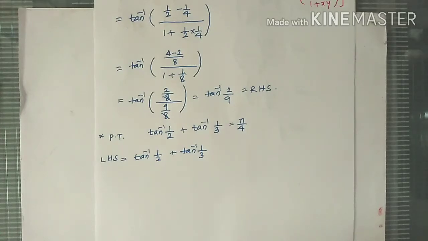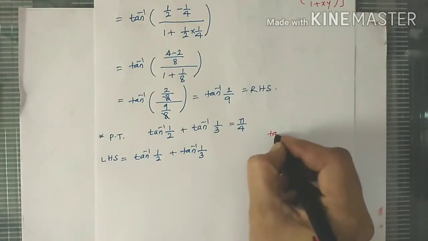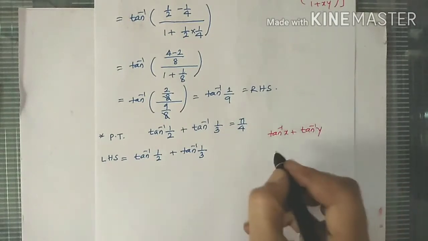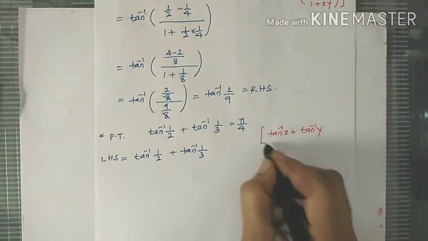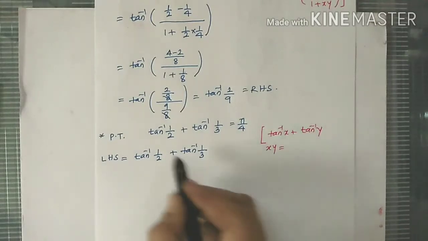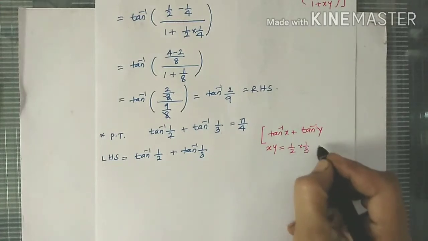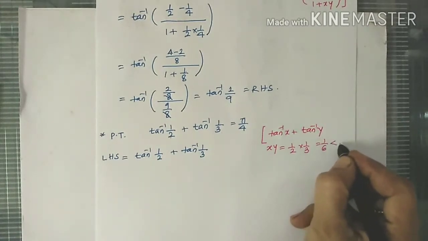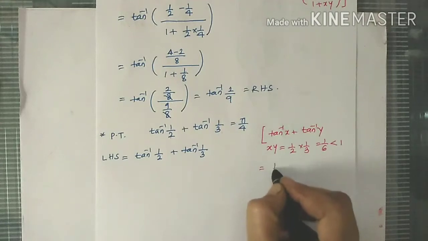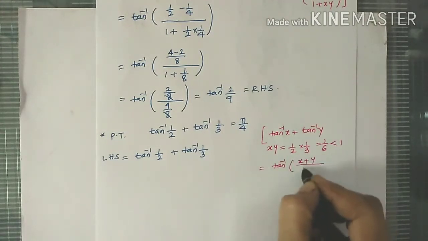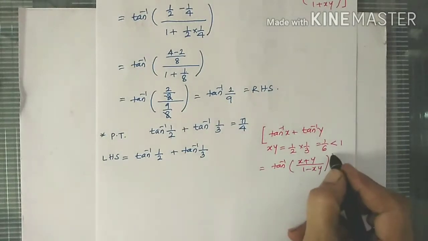Prove that tan inverse of 1 by 2 plus tan inverse of 1 by 3 is equal to pi by 4. Here the left hand side is in the form tan inverse of x plus tan inverse of y, so we have to check the value of xy. xy is the product of these two terms, that is 1 by 2 into 1 by 3, which is 1 by 6, which is less than 1. So this becomes tan inverse of (x plus y) upon (1 minus xy).